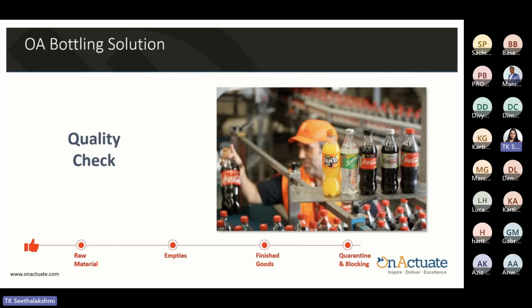In our OA bottling solution, we have capabilities to handle quality check for incoming material, empties, finished goods, etc. There are features such as quarantine and blocking, which can hold the inventory from use if the quality doesn't match the standards, and maintain such inventory in a different warehouse too. This has really helped our clients across the industry to get rid of excessive physical record keeping and monitoring.